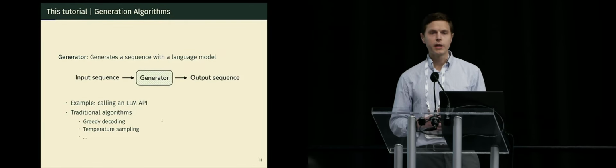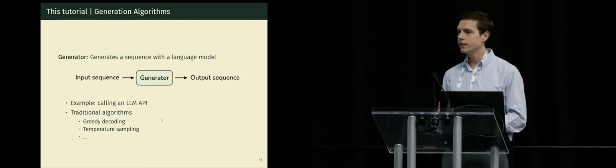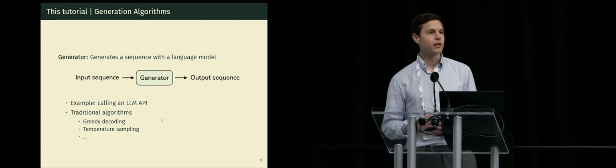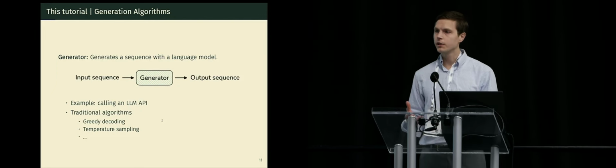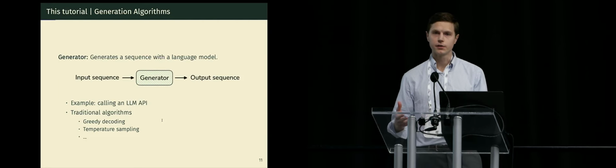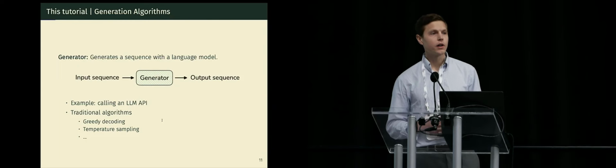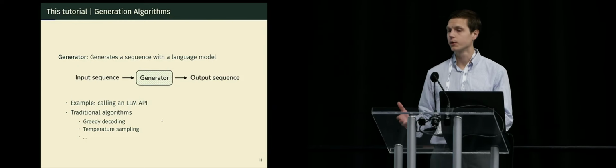So what is a meta-generator? Well, first, a generator just refers to any algorithm that takes in an input sequence and a language model and gives you an output sequence. If you've ever used one of these LLM APIs, you can think of this as being a generator. And so in the first part of the talk, we'll go over the traditional algorithms for just generating one sequence with a language model.